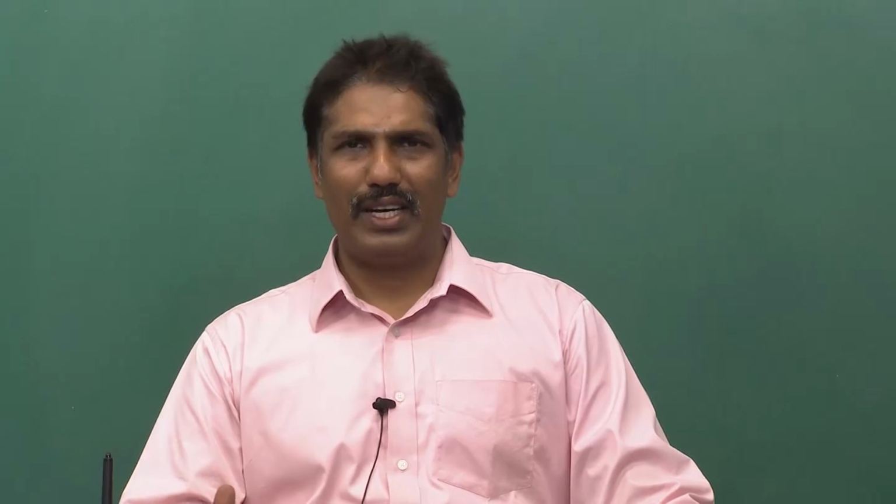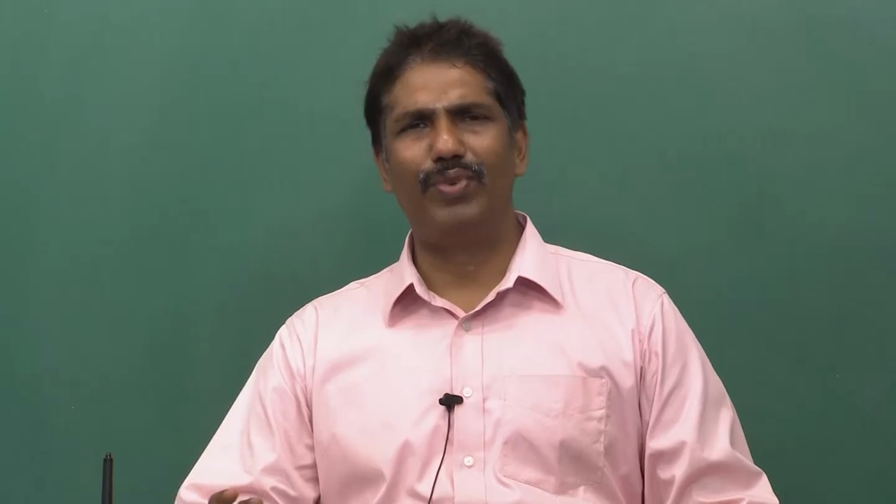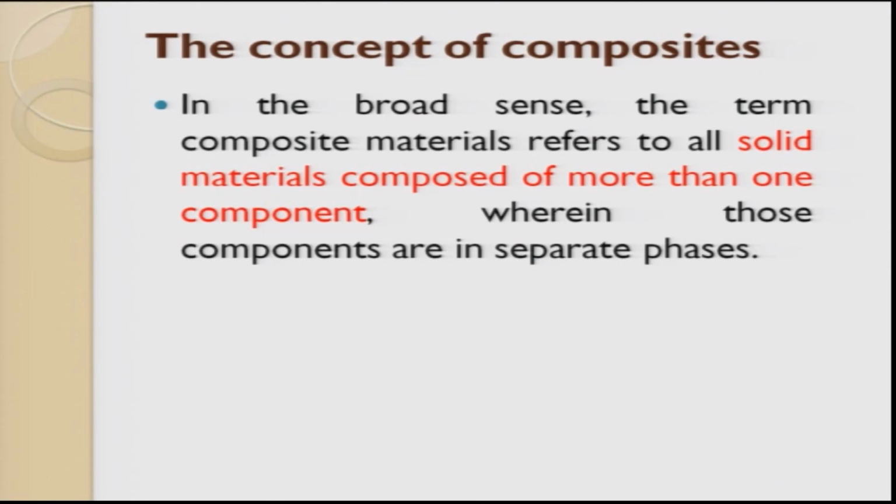So what is a composite? Though composite is a term which has been used for almost a century, a clear definition has still not evolved. So based on my understanding and the literature available, I have put a very broad definition of composites. In a broad sense, the term composite materials refers to a solid matter composed of more than one component, wherein those components are in separate phases.